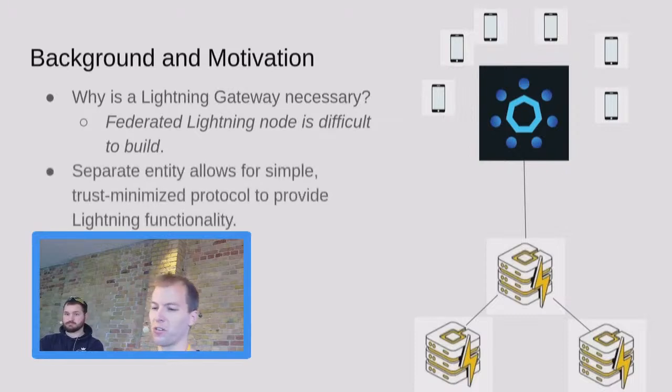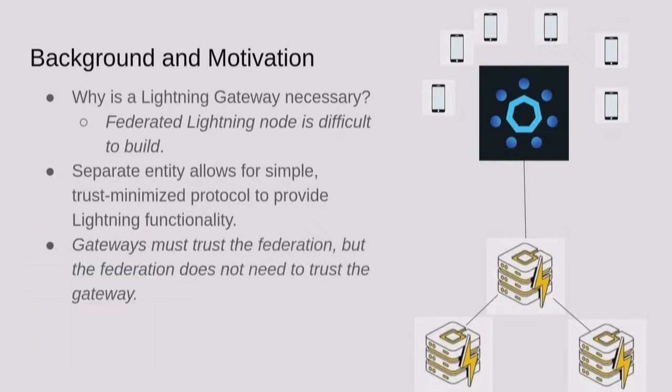So what's the other option? Well, the other option is to make a smart contracting protocol between a separate entity that allows for sort of a trust minimized interaction to provide this Lightning functionality. So the fundamental trust model for building this is that the gateways must trust the federation, but the federation does not need to trust the gateway. So gateways are simply liquidity providers that, for either payments or make outgoing payments.